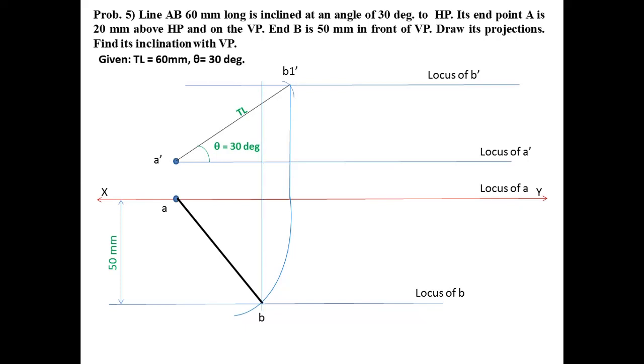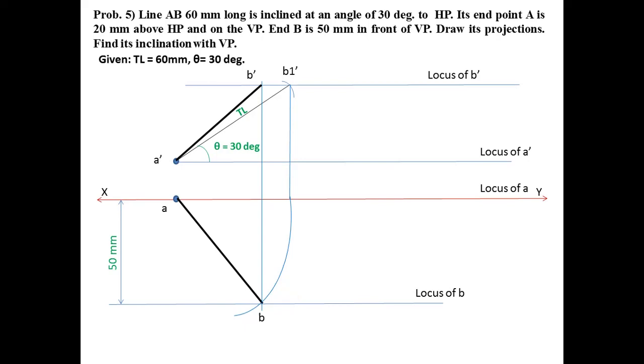So just take the vertical projector from this end point of apparent length, that is point B, into the front view. It will intersect the locus of B dash at one point, that is point B dash. This end point B dash is nothing but the end point of apparent length in front view. Connect these points by a line. So this is nothing but the apparent length in front view.